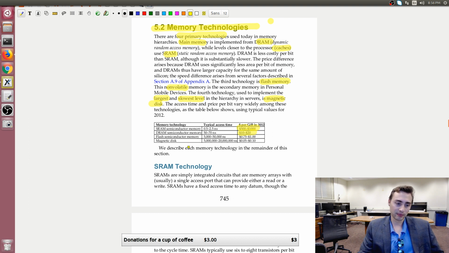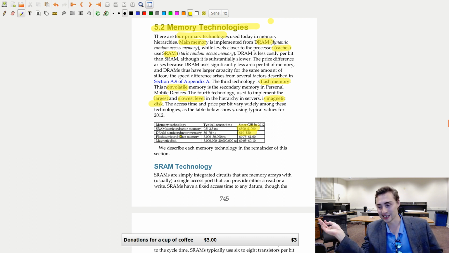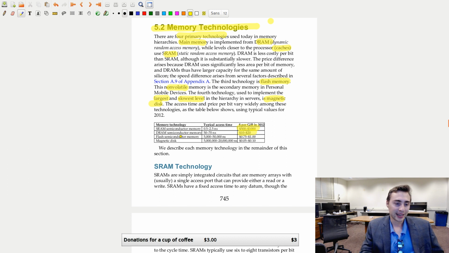And then we get to magnetic disk, and if you ever wondered why it was so awful back in the day when you had a magnetic disk and you can never go back now that you have a solid state drive, it's because it takes 5 million to 20 million nanoseconds to access a magnetic disk. It's a joke.